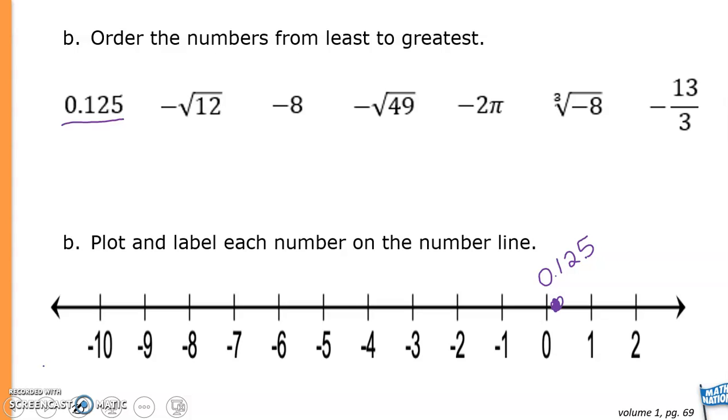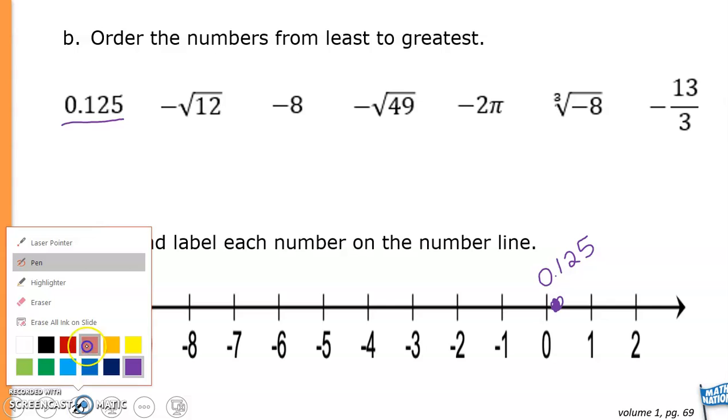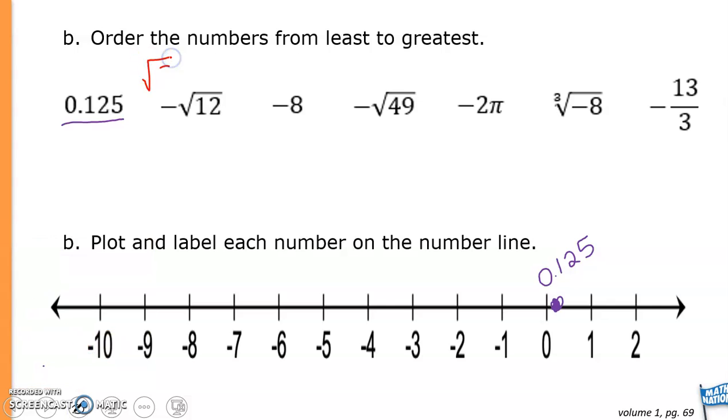Then negative square root of 12, it's not perfect, we said, but I can estimate it. It's between the square root of 9, which is 3, and the square root of 16, which is 4. They're both negative because it's a negative 12, so it's between negative 3 and negative 4. 12 is closer to the 9 side, so we would say it's closer to the 3, maybe like a negative 3.4. So on the number line between negative 3 and negative 4, a little closer to the 3 side is where we would find the negative square root of 12.